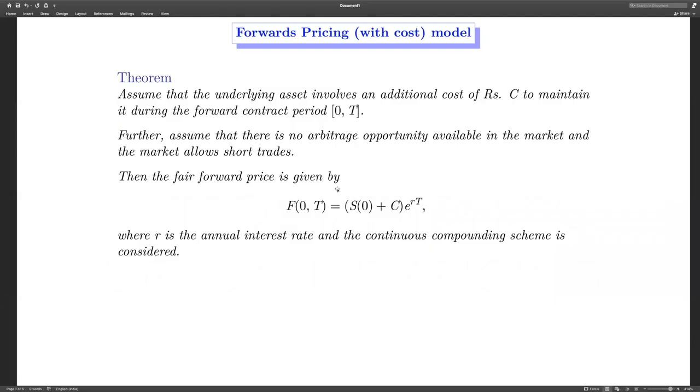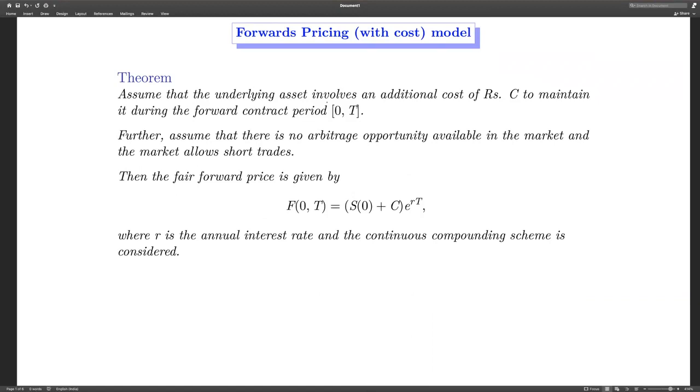Well, students, we have seen the forward pricing model when the underlying asset doesn't include any cost or any income generated from the underlying asset. Now, we will try to generalize it to include these two aspects. Let us start with the case when the underlying asset involves some maintenance cost.